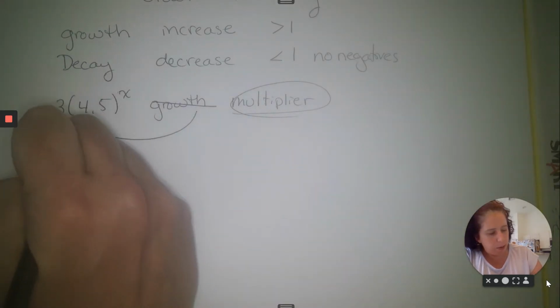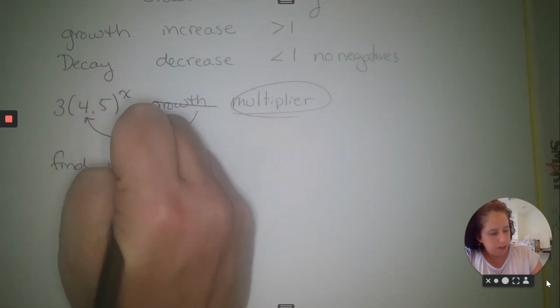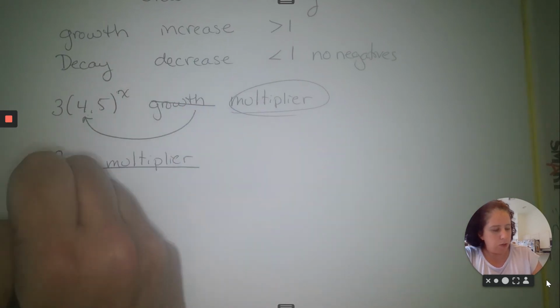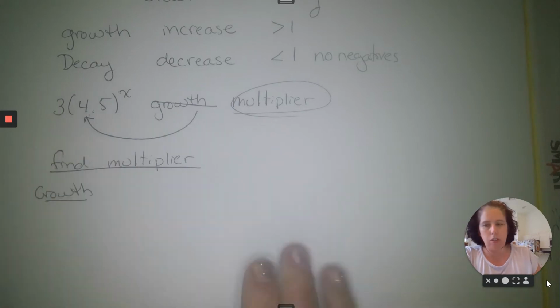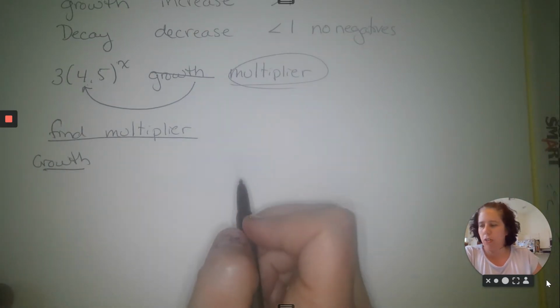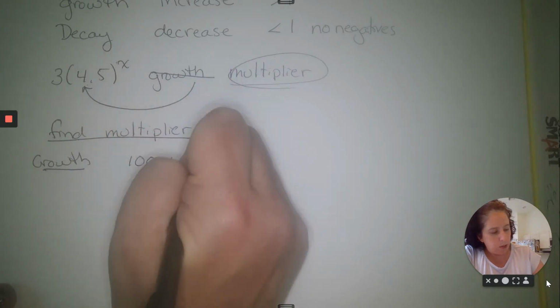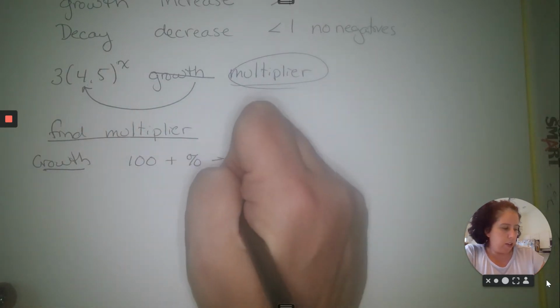All right, so here we go. We're going to find the multiplier. We're going to start with growths, because those are a little easier than the decays. People tend to have fewer issues with those. When you do a growth, you're going to do 100 plus the percentage, and then you're going to change it to a decimal.